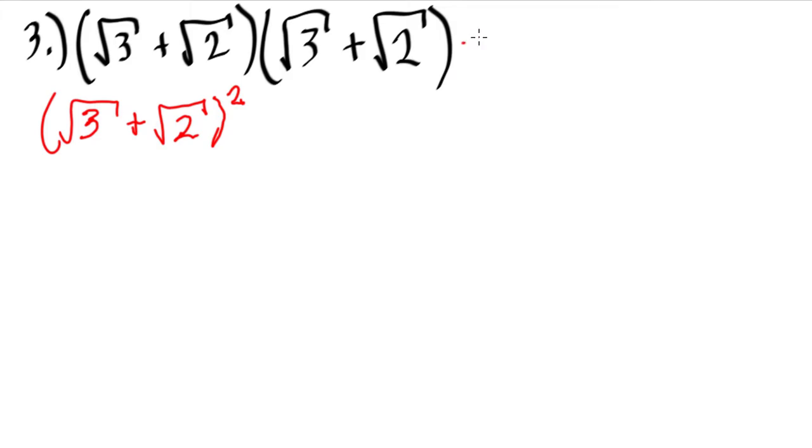We're going to make use of the FOIL method. First, square root of 3 times square root of 3. If you want, we can put that one by one. So square root of 3 times square root of 3. Let's write that one by one.